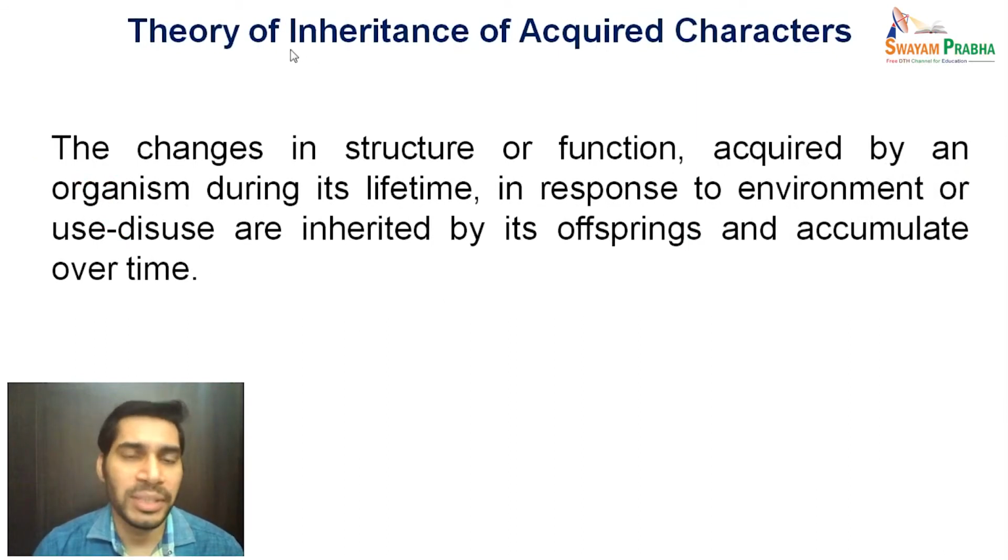In a nutshell, if you describe the theory of inheritance of acquired characters as given by Lamarck, we can say the changes in the structure of the organ or the function which it performs, acquired by an organism during its lifetime in response to the environment or use or disuse, are inherited by its offspring, which accumulate over time, which means generation after generation. So, in a nutshell, if an organism acquires certain characters during its lifetime because of either the environment or the use and disuse of a particular organ, these changes which it has acquired, it transmits to its offspring, and generation after generation, this transmission keeps on accumulating, which ultimately leads to evolution or the so-called origin of new species.